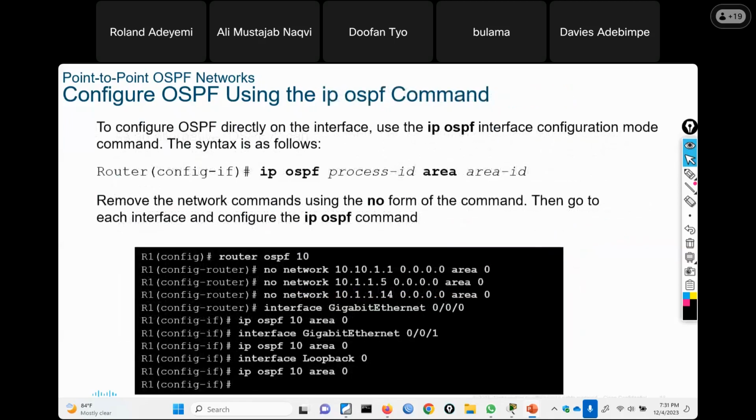Okay? And how do you remove what you have put? Anytime you want to negate, you say no, then follow with the command you have put. You can decide to yank off everything. Look at what they did in this place right now. They enter into this interface, they say IP OSPF 10, area 0. Enter into another interface, IP OSPF 10, area 0. Enter into the loopback, IP OSPF 10, area 0. It will achieve the same result as this.